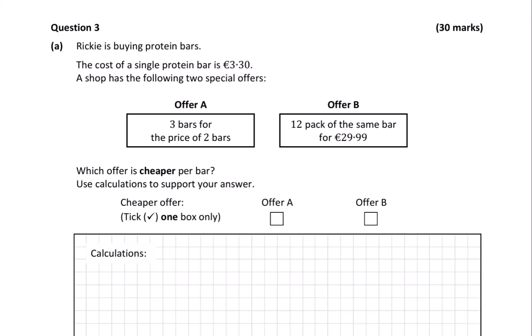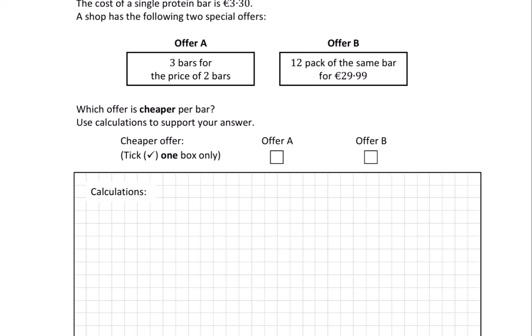The cheaper per bar. So let's work out how much each one would cost per bar. So let's take offer A and work out how much it would cost per bar.